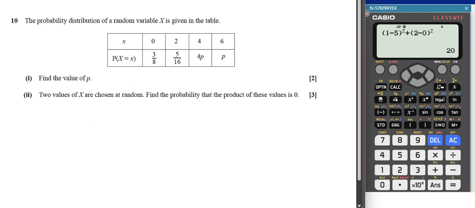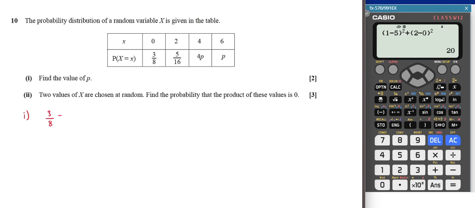Right, the probability distribution of a discrete random variable is given in the table. We know it's a discrete random variable because these are the only values it can take. We're asked to find the value of p. So this question should be one of those questions that you're getting loads of marks for, because you know that all those things in the table are the only options that you can have in your probability distribution, so they all have to add up to 1.